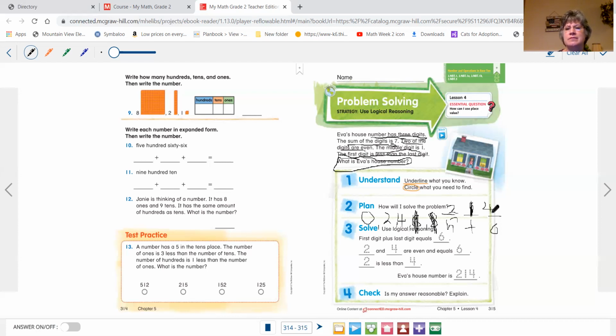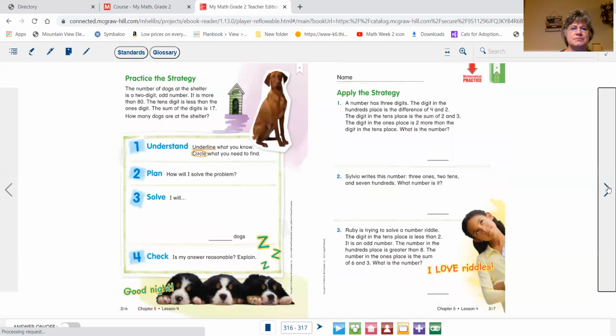Okay, that shows us it's an even number because there's a 4 in the ones place. And also 2 is less than 4. So we have solved that problem. A lot of steps, but we did it. Okay, so let's go to the next page.